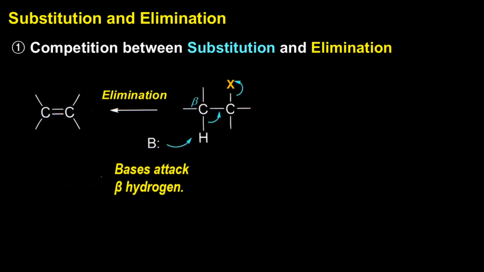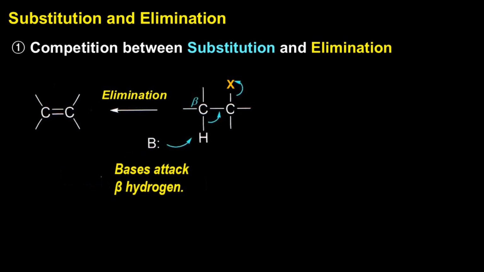But there's another possibility. Elimination. Instead of attacking the carbon, a base might go after a beta hydrogen on the neighboring carbon. It pulls off that proton, and the electrons from the C-H bond shift over to form a pi bond. At the same time, the leaving group departs, and we end up with an alkene. So in elimination reactions, bases attack beta hydrogens, not the carbon itself.